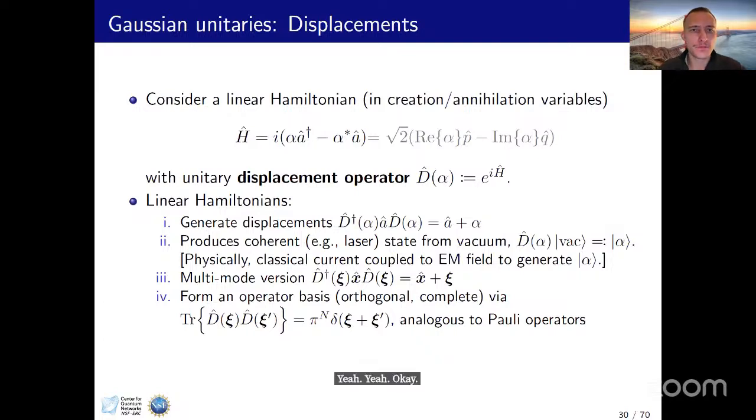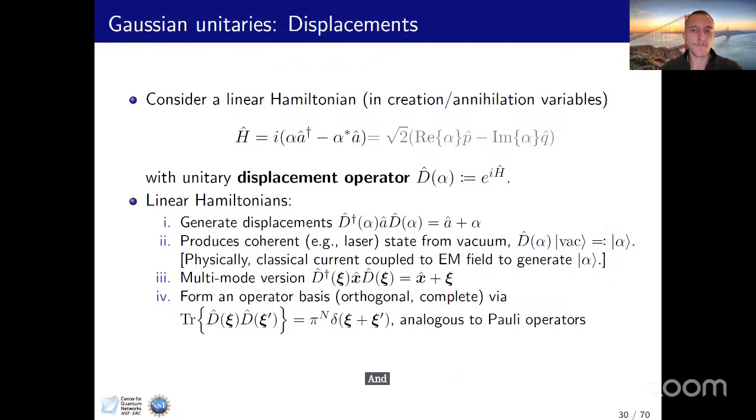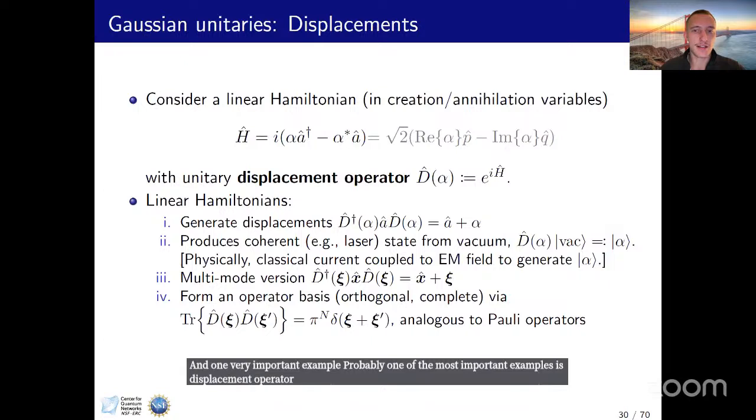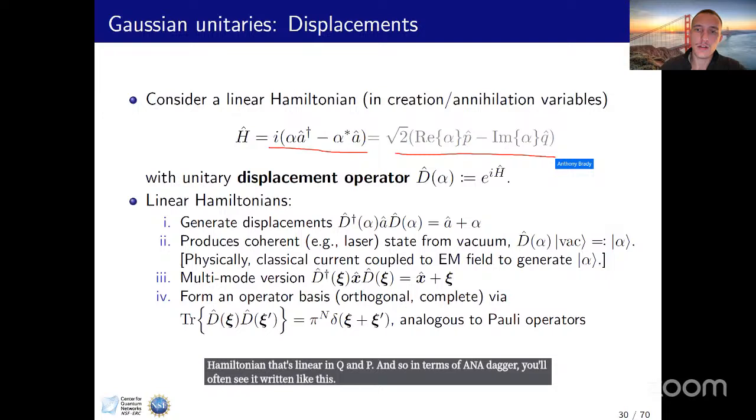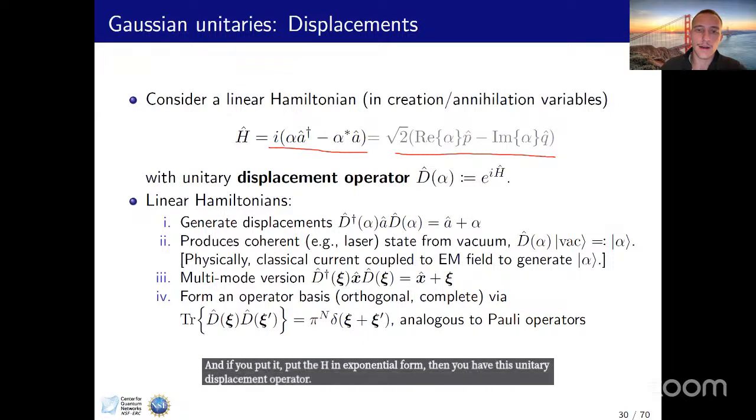So this is an example. I'm going to go over a few important examples of Gaussian Hamiltonians and Gaussian unitaries. One of the most important examples is the displacement operator, and that's a Hamiltonian that's linear in Q and P. In terms of a and a dagger, you'll often see it written like this. In terms of Q and P, you can write it in this manner. And if you put the H in exponential form, then you have this unitary displacement operator, e to the iH.